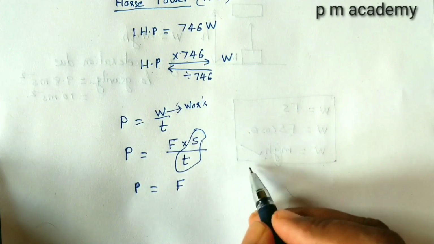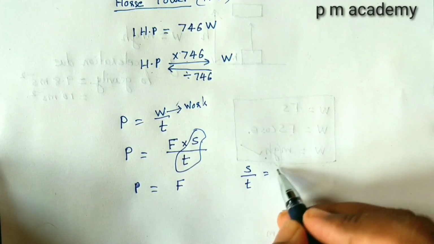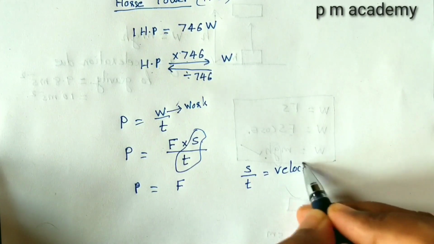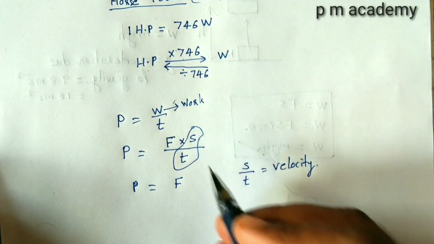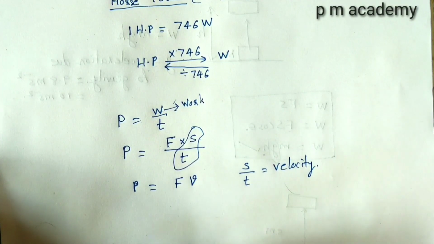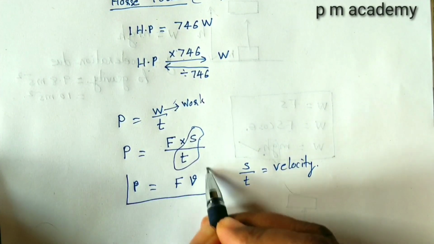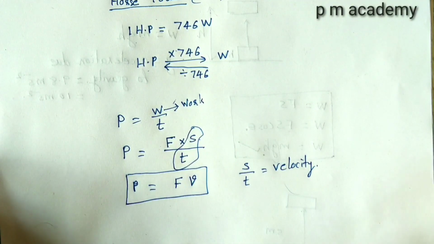Displacement by time. You know that displacement by time is nothing but velocity. Velocity is displacement by time. Therefore instead of S by T I am writing velocity. That is, another formula for finding power is F into V.